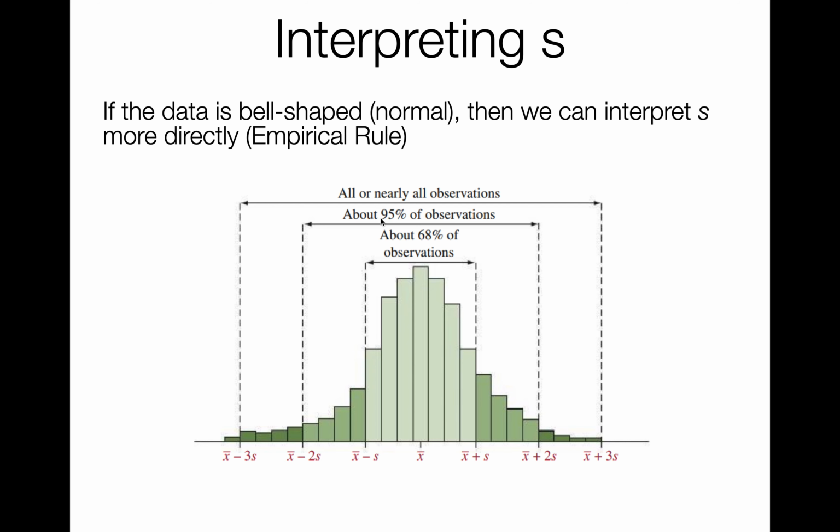I could keep on going and say that 95% of all people have an IQ score between 68 and 132. I believe I did my math right there. I'm doing it in my head right now. So 68 and 132. That means 95% of all people have an IQ score between 68 and 132.